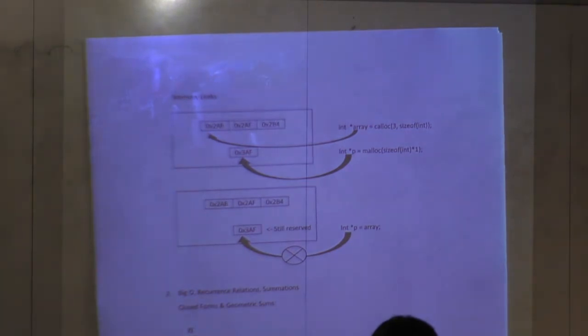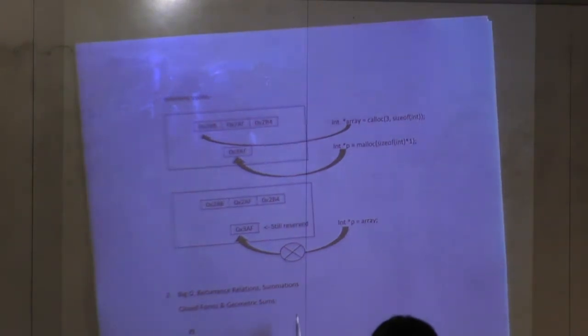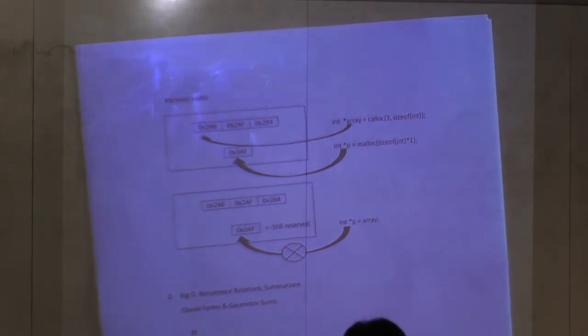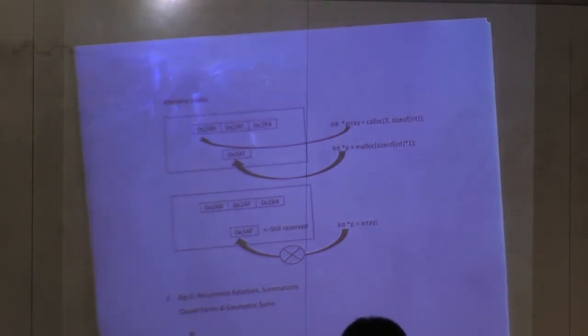Let's see. Big O, recurrence relations, and summations. So we're going to start out with the basic closed forms, like the rules that you use to evaluate simple summations. And then we're going to move on to somewhat complicated recurrence relations. It's not too bad, but we're going to skip to that.